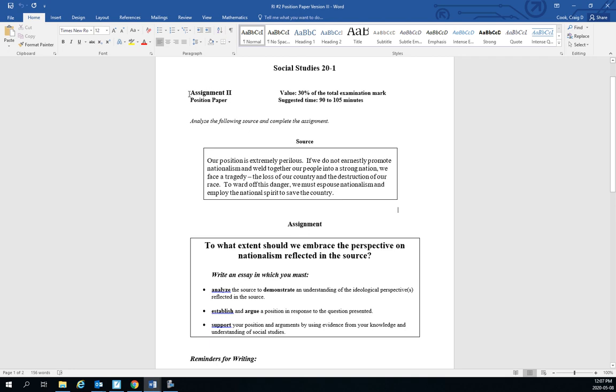This, by the way, is known as assignment 2. Assignment 1 is the source analysis. I think you know that. Assignment 2 is the position paper. Next year in grade 12, you'll have to do both exams in one sitting. Assignment 1 and assignment 2 within one sitting when you write the grade 12 diploma.